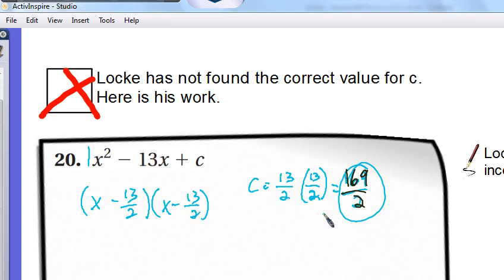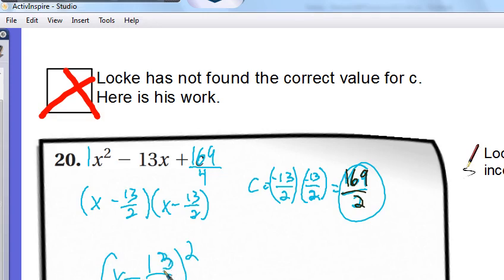Try to find that c value. You should have gotten 169 over 4. Even if we did negative 13 halves times negative 13 halves, it still comes out positive. Negative 13 times negative 13 is 169. 2 times 2 is 4, not 2. So that's the value of c. This number right here should be 169 over 4. If we make that 169 over 4, then it would factor as two identical factors, so we can write it as x minus 13 over 2 squared.